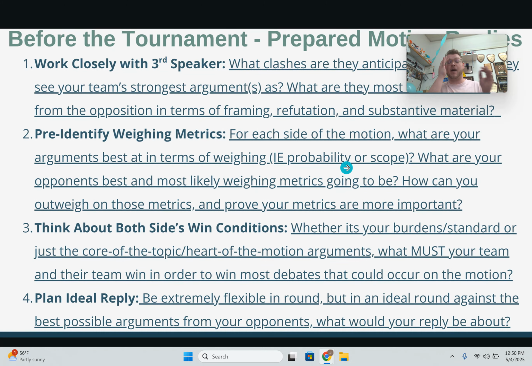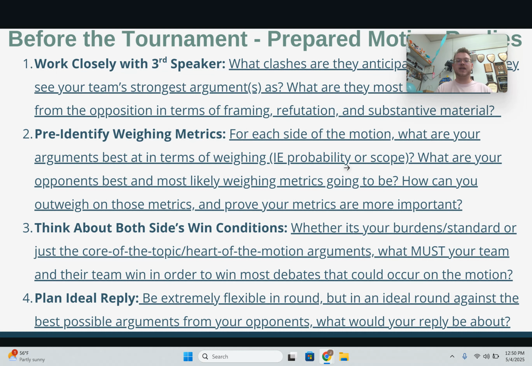You also need to think about weighing metrics with your third speaker. For each side of the motion that you might give the reply on, what are your best arguments in terms of weighing? And what are your arguments best at on weighing? Are you the team with the most probable arguments, the highest magnitude arguments, the most principled arguments? What is your best weighing metric? And what are your opponent's best and most likely weighing metrics going to be? Can you also beat them on the scope part of the round or the uniqueness part of the round? Or are you going to need to prove that your weighing metrics are just more important than theirs?